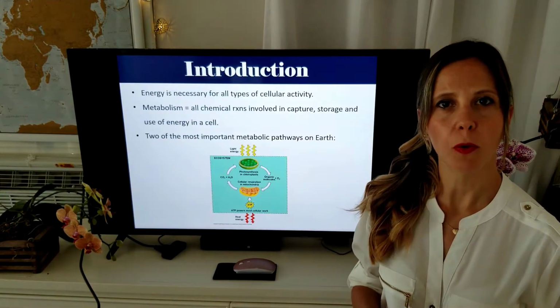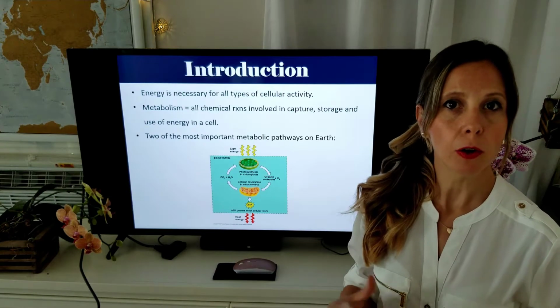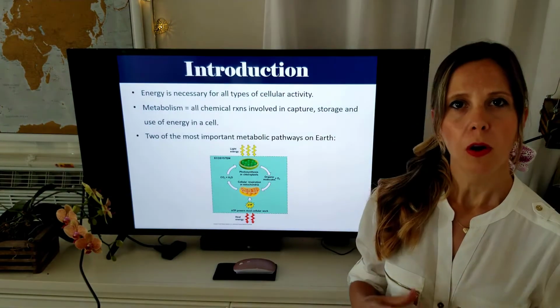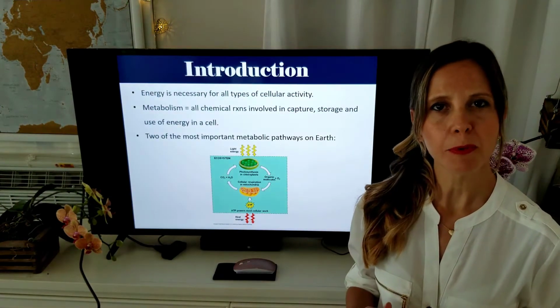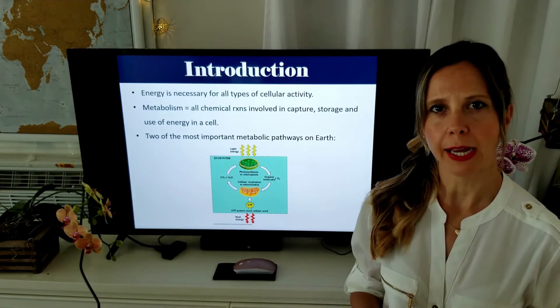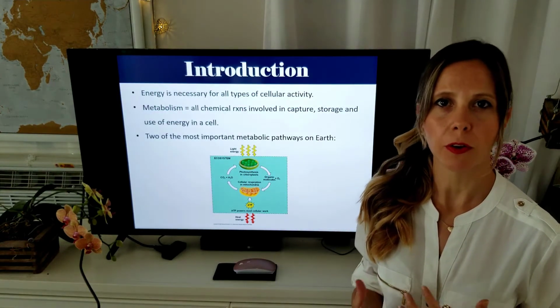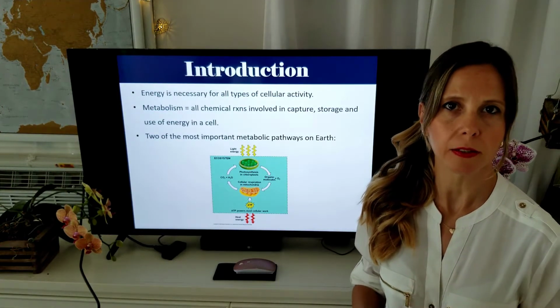Energy is necessary for all types of cellular activity, such as moving organelles around the cell or creating different biomolecules. All reactions involved in the capture, storage, and use of energy within a cell are collectively known as metabolism. The two most important metabolic pathways on Earth are photosynthesis and cellular respiration.